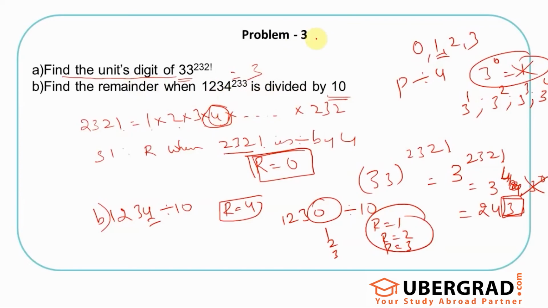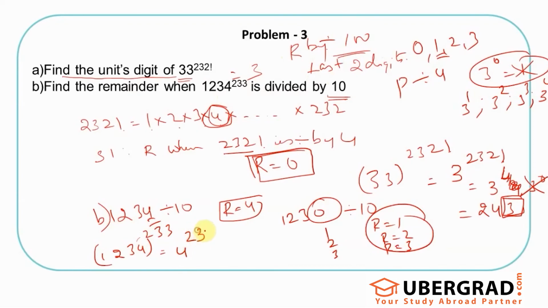When I ask you about divided by 100, that's fundamentally asking you to find the last 2 digits. Now the question is asking you to find 1234 power 233. So that's fundamentally asking me to find the last digit of 4 power 233. So let's focus on 233 first. What will be the remainder when 233 is divided by 4? I'll get a remainder of 1. So that means this will boil down to 4 power 1. So that's 4. That's the answer for the remainder when this is divided by 10. That's basically 4.